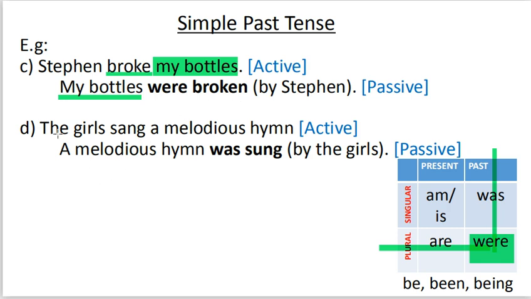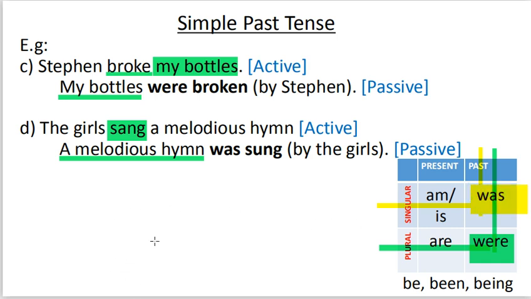Example D. The girls sang a melodious hymn. Let's change it to passive. A melodious hymn. This is a singular noun. One hymn. Singular. Now, let's come back to the active sentence. The girls sang. Sang is in past tense. So we look for the singular past on this table, and that is was. A melodious hymn was. Now, let's go back to the lexical verb, sang. What is the past participle of the verb sing? The past participle is sung. So it becomes a melodious hymn was sung by the girls.